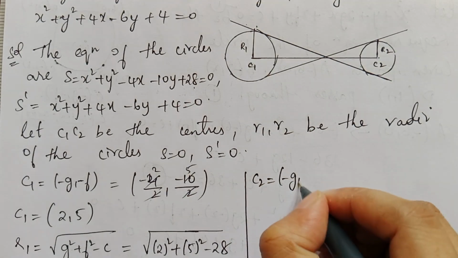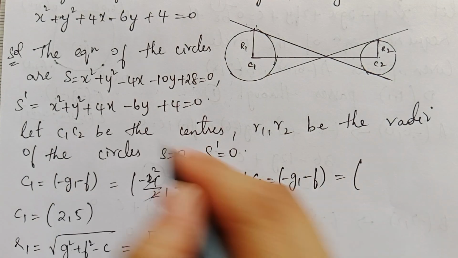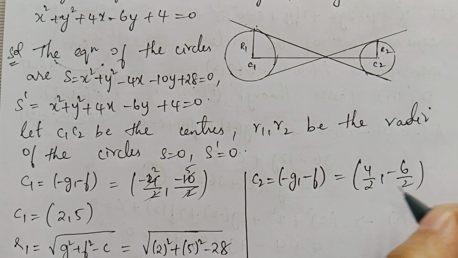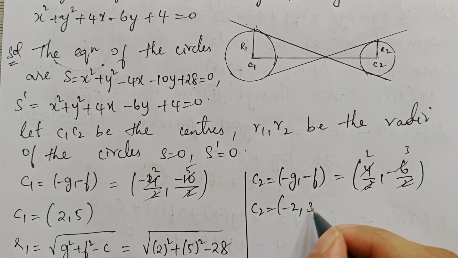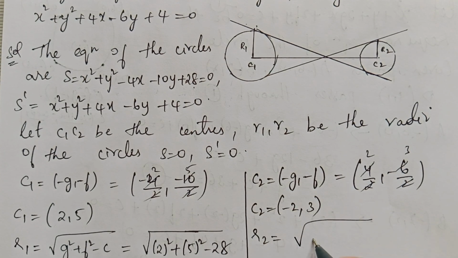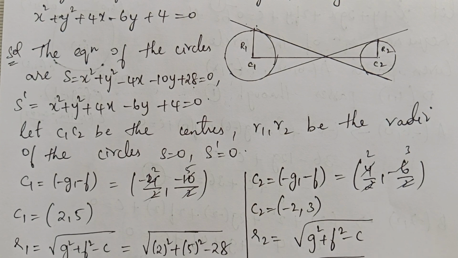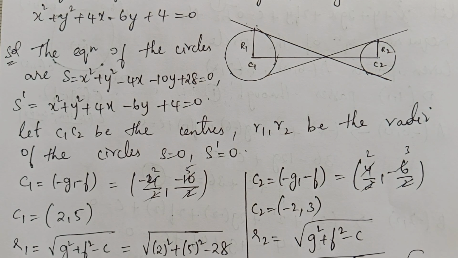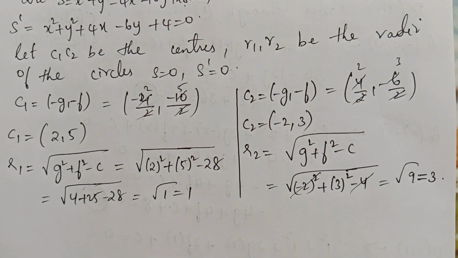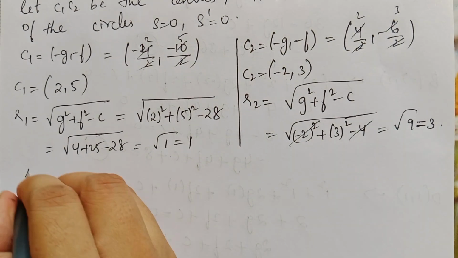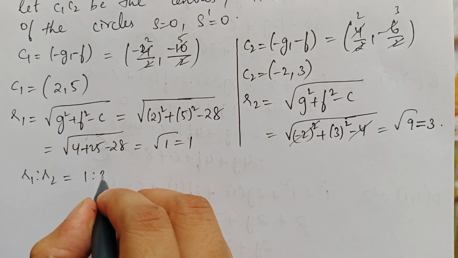Similarly C2 is minus g comma minus f, which is equal to minus of 4 by 2 and minus of minus 6 by 2. So C2 value is negative 2 and positive 3. R2 is equal to root of g square plus f square minus c. So this is equal to root of minus 2 square plus 3 square minus 4. So plus 4 minus 4 gets cancelled. Root 9 is equal to 3. So R1 is to R2 is equal to 1 is to 3.